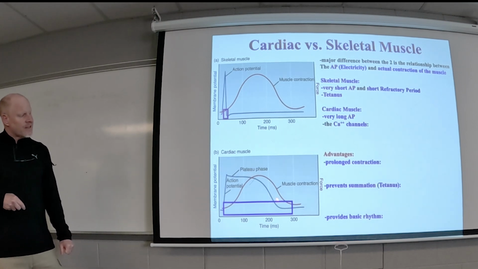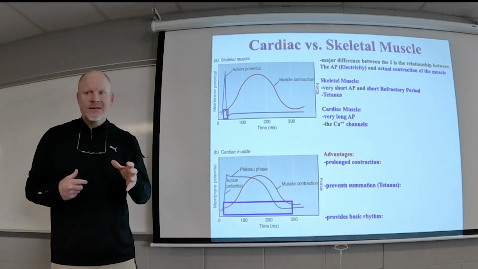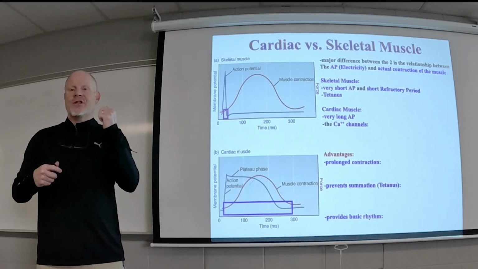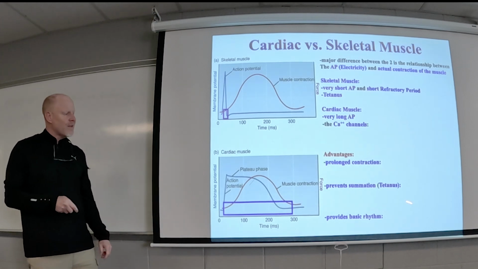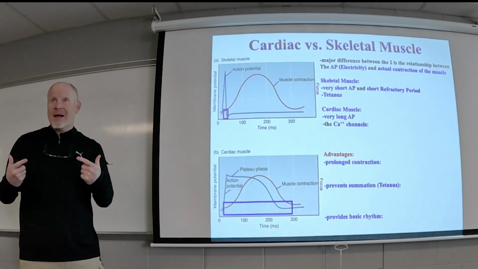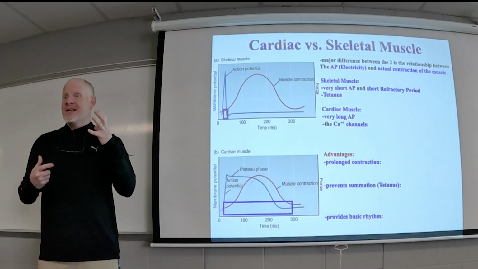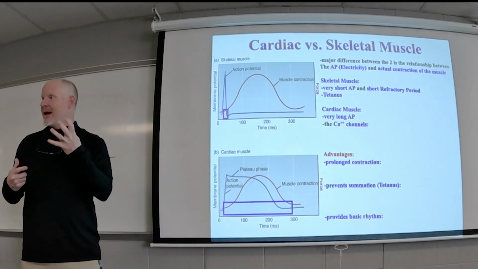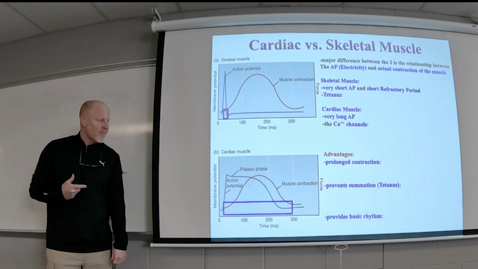The other advantage of this is it helps provide the basic rhythm of the heart. So you shock the heart, then it contracts, and then you can shock it again, and it contracts, and you shock it again, and it can contract. And there's a rhythm to that. Right? You're going to shock the heart about 70 to 90 times a minute, and that means you're going to have 70 to 90 beats per minute, right? Which we call heart rate, correct? When you measure heart rate.